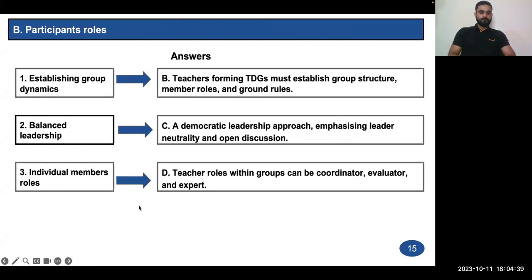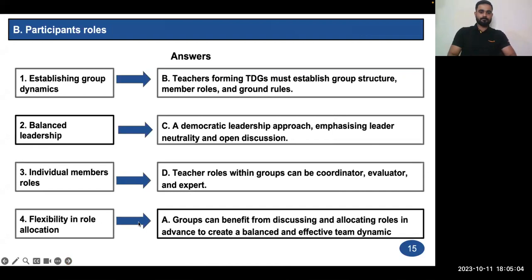The third correct answer is individual members' roles, that is the D. In the group, every participant should play a different role. For example, coordinator, evaluator, and expert. This will help the group where everyone is taking the responsibility. They are feeling that they are engaged in the group and they will participate, and it will make the group more effective.